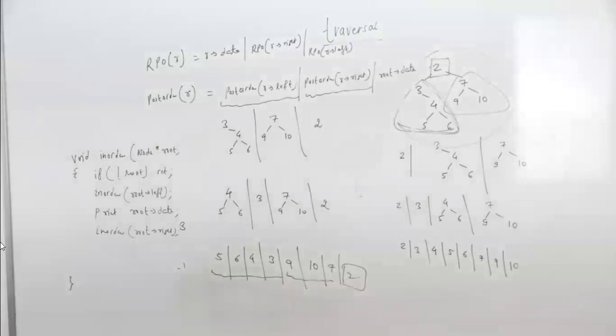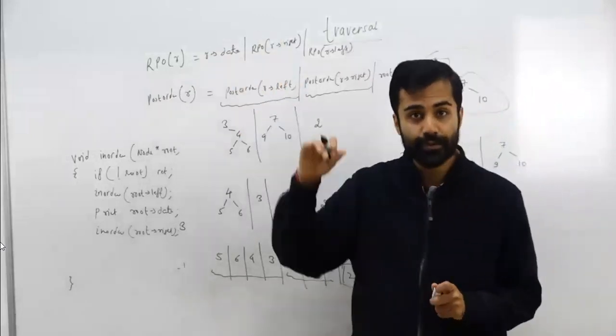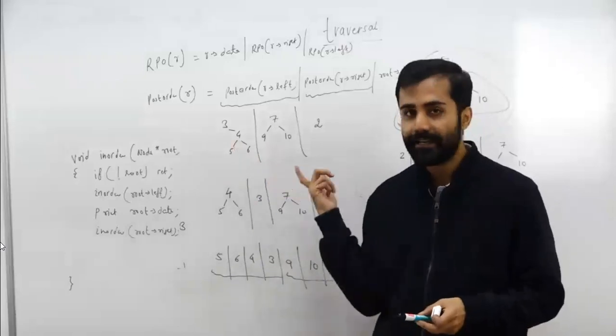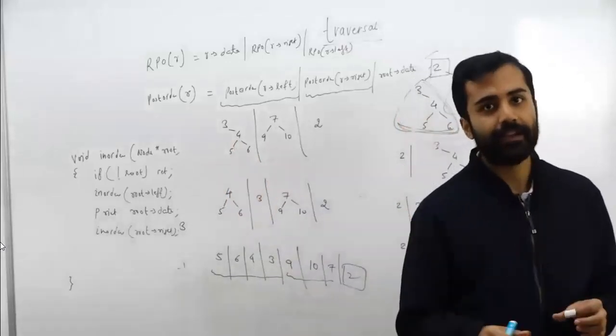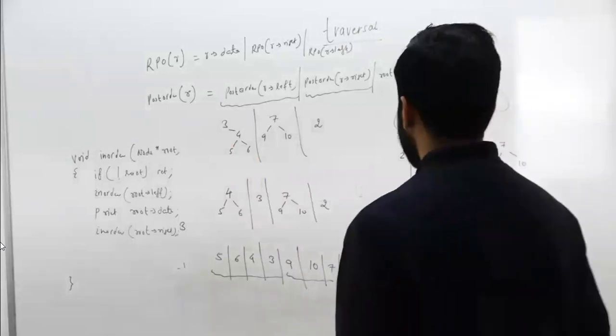Okay. I'll tell you one thing. One of you said that if you want to print reverse post order of a tree, then all that I'll have to do is first generate the post order in an array and then reverse it. Is that the correct way? Think of it. It's not the correct way. Why is it not the correct way?